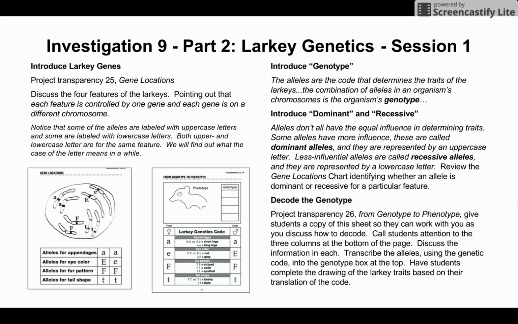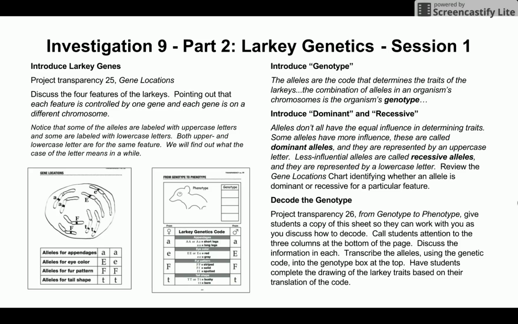Tell students that alleles don't all have equal influence in determining traits. Some alleles have more influence. These are called dominant alleles. They are represented by uppercase letters. Less influential alleles are called recessive alleles, and they are represented by a lowercase letter. Review the gene locations chart, identifying whether an allele is dominant or recessive.